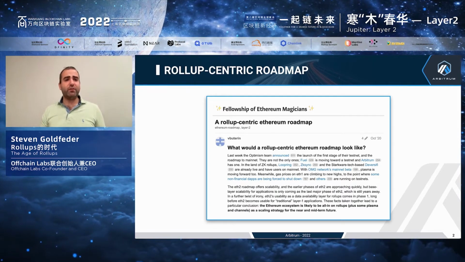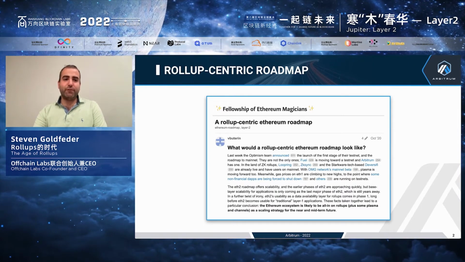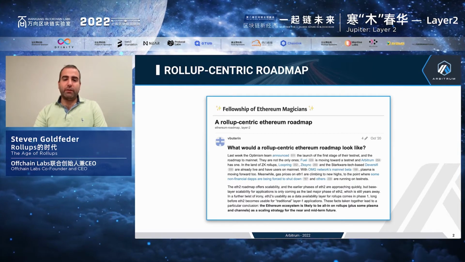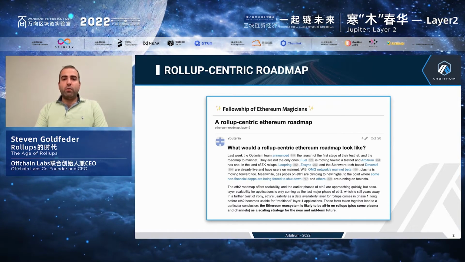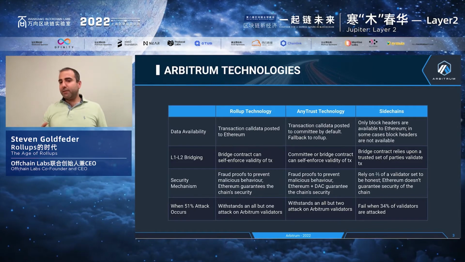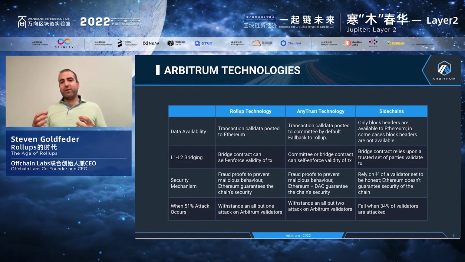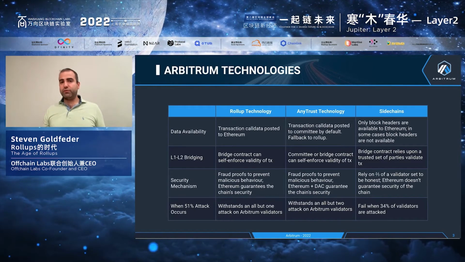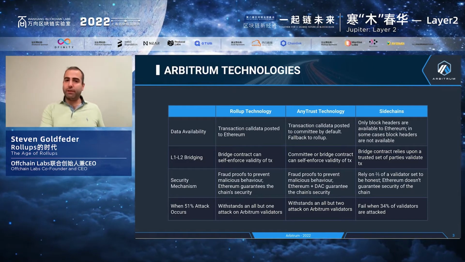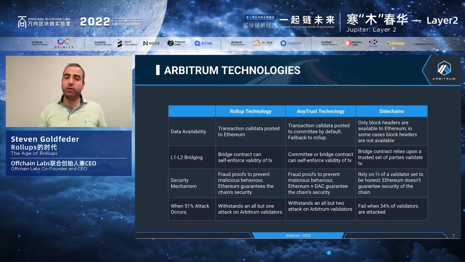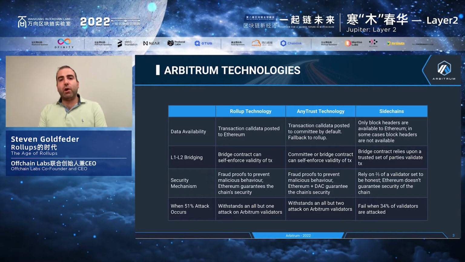But the question is, what is a rollup, and how does it differ from some other technical scaling solutions? The key idea of a rollup is to take the transaction data, all the user transactions, and post that data on Ethereum, but take the execution of those transactions off of Ethereum.